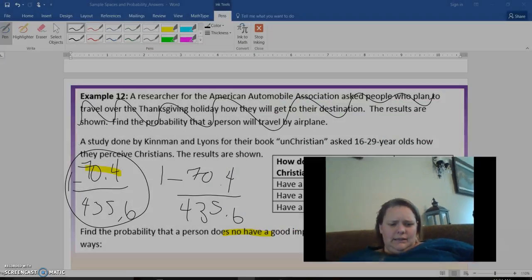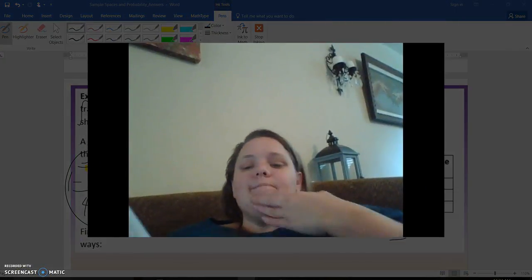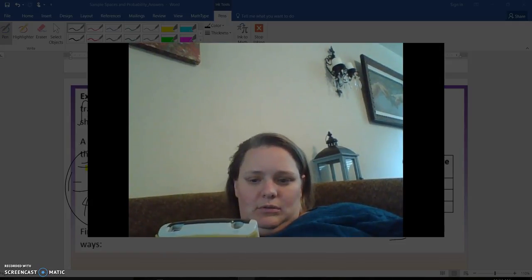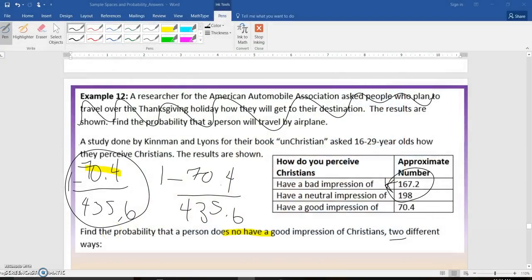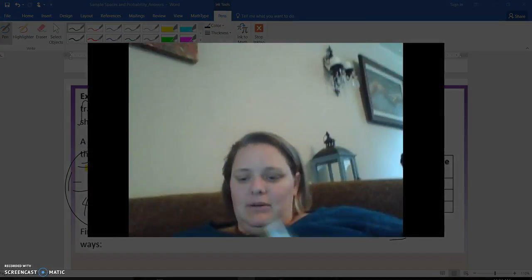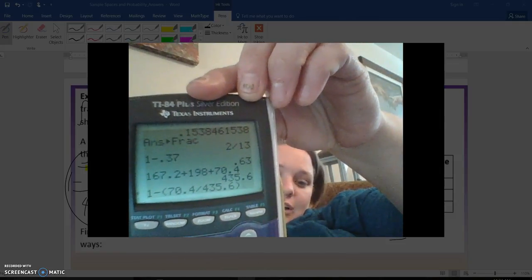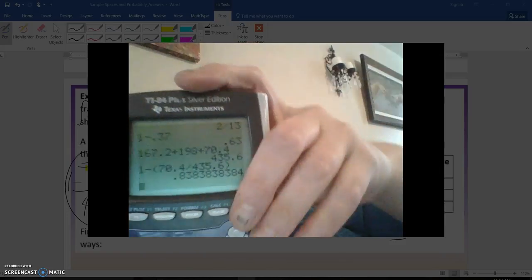Except, hang on, 70.4. Okay, I got to remember that. 435.6. All right, so here, I did numbers. All right, so we were going to do 1 minus. Anytime you have a fraction in your calculator, you need to put parentheses around it. All right, and so we get this guy.